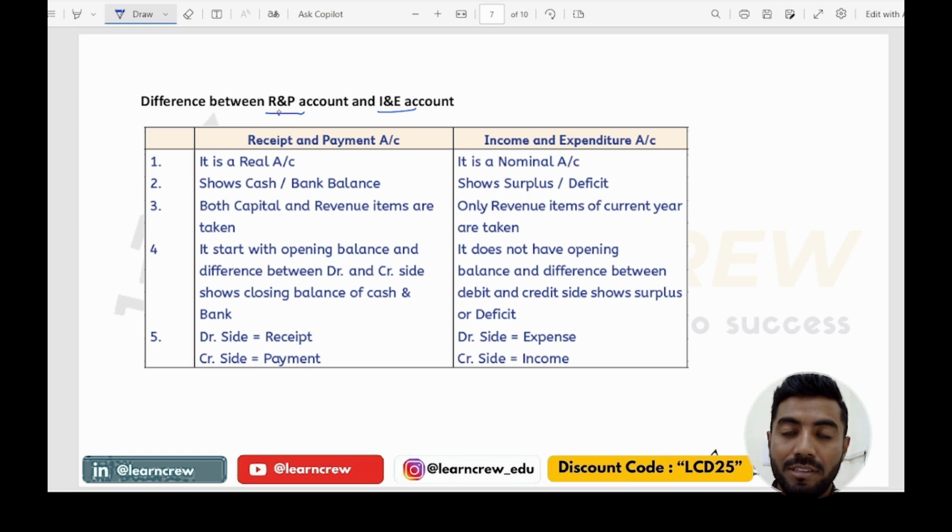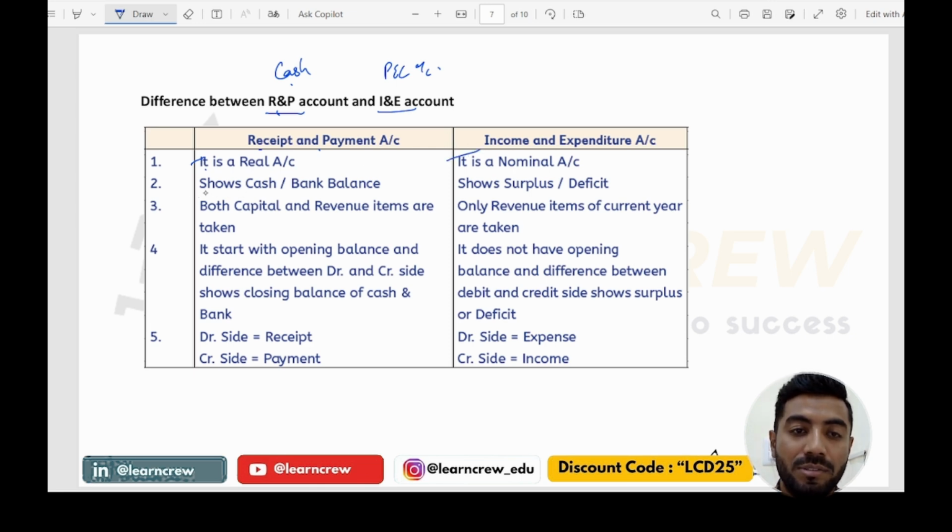We already discussed that receipts and payment is similar to a cash account, and income and expenditure account is similar to a P&L account. Keeping this in mind, we look into this in detail. Receipts and payment account is a real account, like the cash account. Income and expenditure account covers all expenses and income, so it is a nominal account.